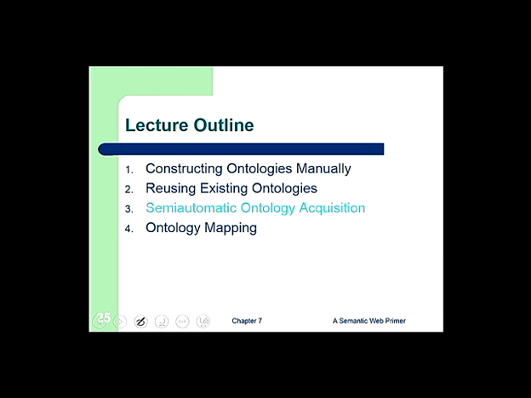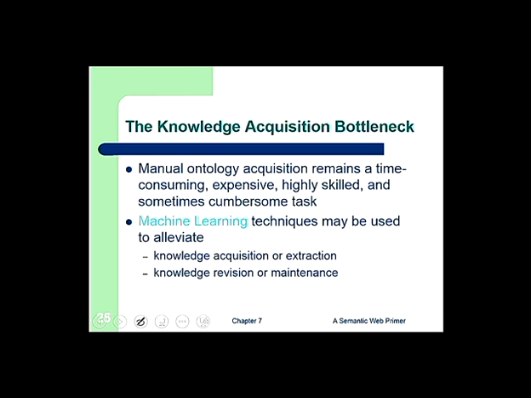Next is semi-automatic ontology acquisition. You have seen that manual ontology construction is a tedious job. It is very expensive. It is time consuming. There is a need for highly skilled individuals. So it is not really easy to develop a good ontology. There are many machine learning techniques that can be used for knowledge acquisition or knowledge revision or maintenance tasks. It is not our main topic.